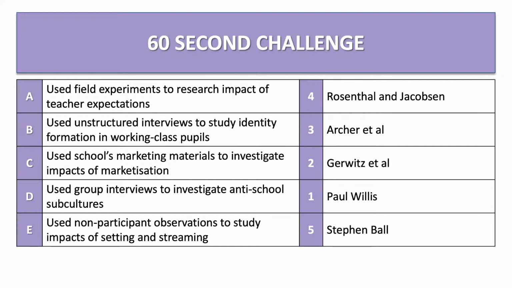C was 2. Gewirtz et al. used marketing materials to investigate the impacts of marketization. It's sometimes Gewirtz, Ball and Bowe, and it looked at this. This is the one that introduced the idea of skilled choosers and local choosers. Used group interviews to investigate anti-school subcultures. Paul Willis. Willis used other methods as well, including non-participant observations. And the final one, Stephen Ball, used non-participant observations to study the impacts of setting and streaming, Beachside Comprehensive.